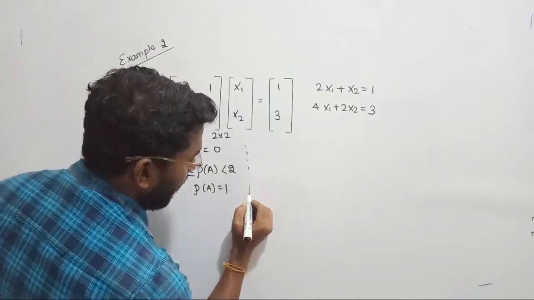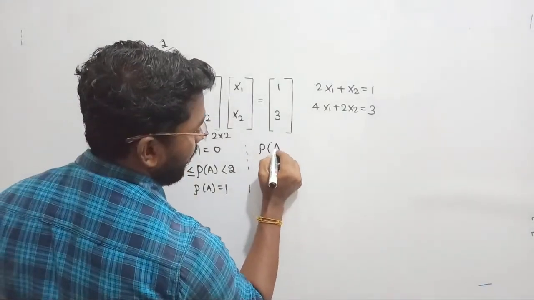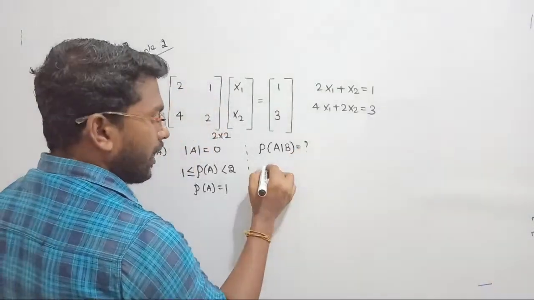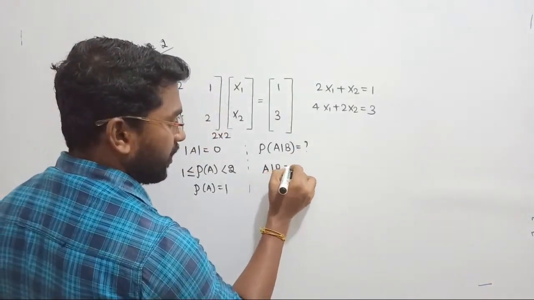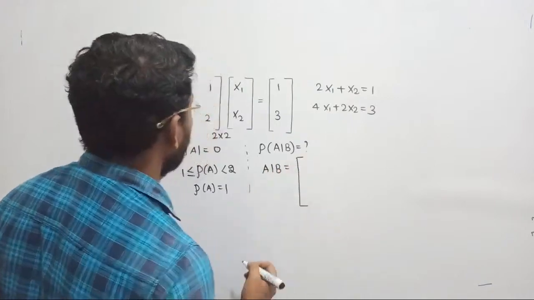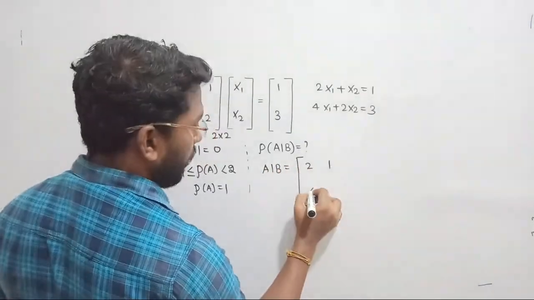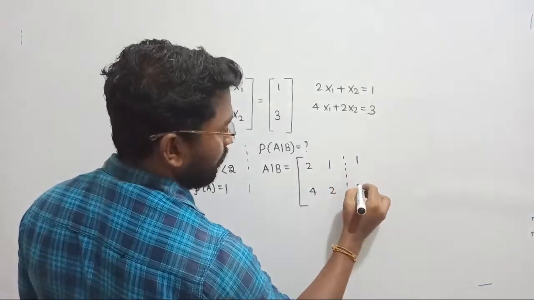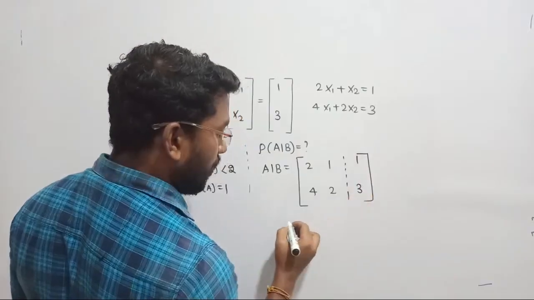Yes. So rank A is 1. Let us talk about rank AB. Now I would like to know the rank of AB. In order to define the rank of AB, first we have to club the matrix A with B. That's very important. Let us club them together such that this becomes 2 1 4 2.